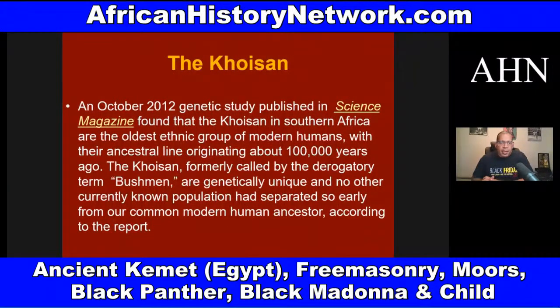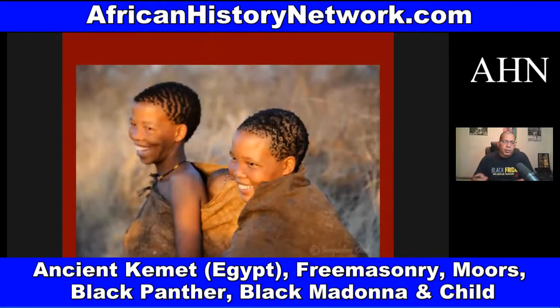So the Khoisan, in an October 2012 genetic study published in Science magazine, which is another scientific magazine that has archaeological discoveries, things like this, found that the Khoisan in Southern Africa are the oldest ethnic group of modern humans, with their ancestral line originating about 100,000 years ago. The Khoisan, formerly called by the derogatory term Bushmen, are genetically unique, and no other currently known population had separated so early from our common modern human ancestor, according to the report. You may also hear them referred to derogatorily as pygmies. That's a derogatory term. And they're the ancestors to the Ainu and the Twa.